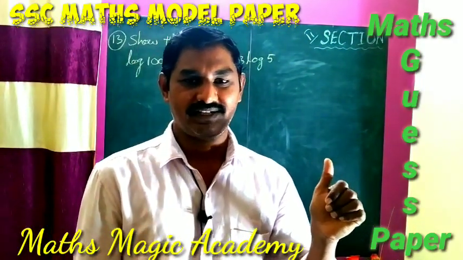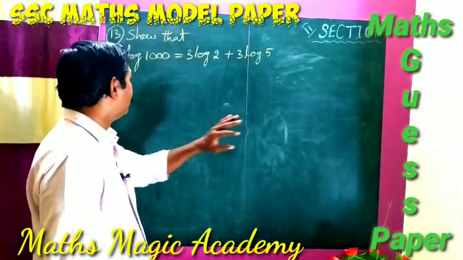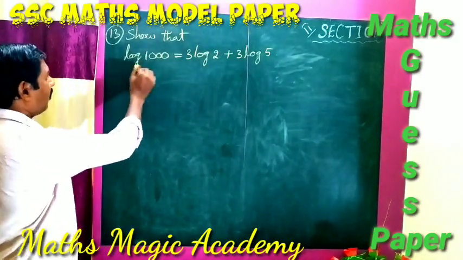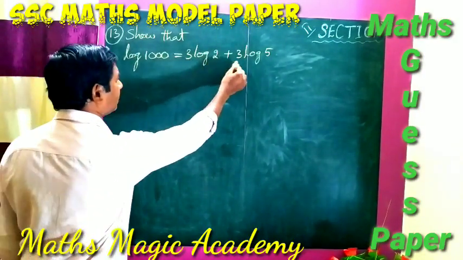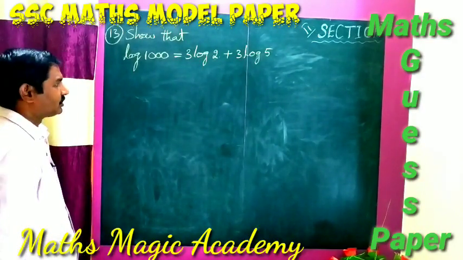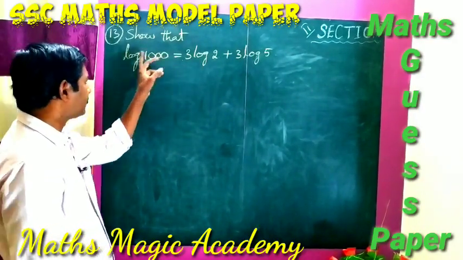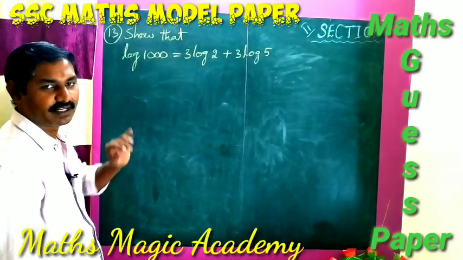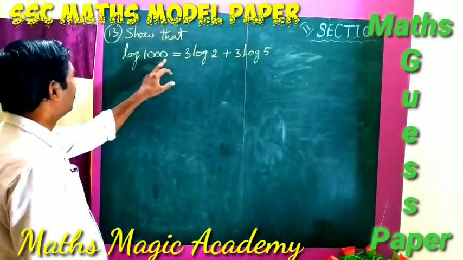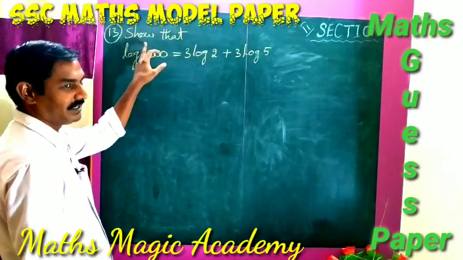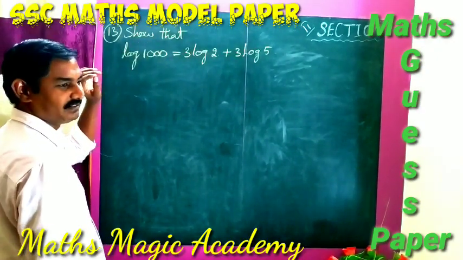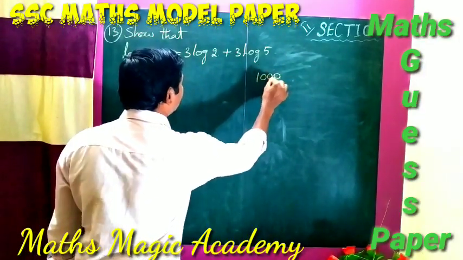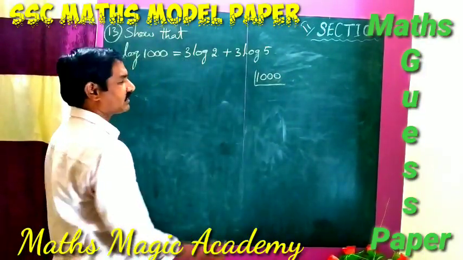In section 2, question number 13, show that log 1000 equals 3 log 2 plus 3 log 5. Whatever type of questions they may ask you, expanded form, you have to write in expanded form in logarithm. First you have to take the number and do the prime factorization. So here 1000 is there, this 1000 you can do prime factorization.